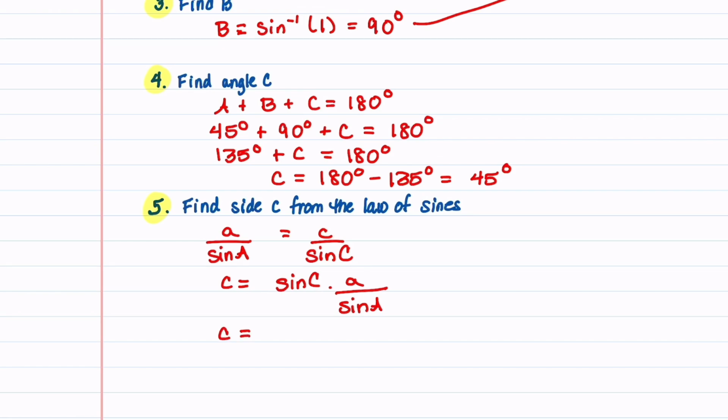Let's now plug in these values. This gives us the sine of 45 degrees times a, which is 1, divided by the sine of A, which is 45 degrees, and that's equal to 1. We now have the two unknown angles and the unknown side.